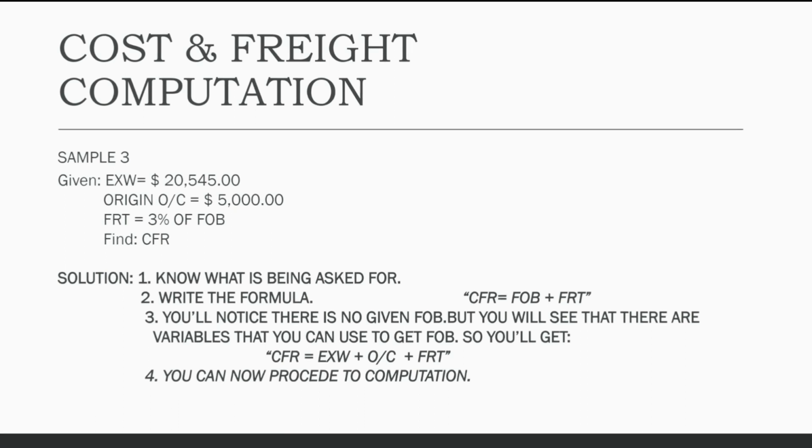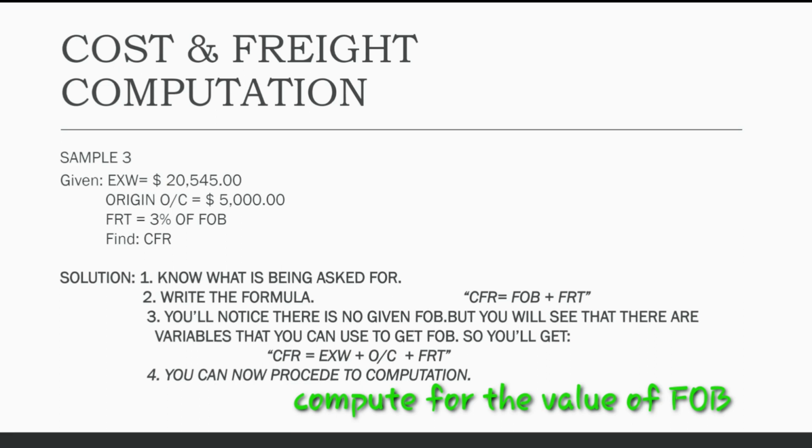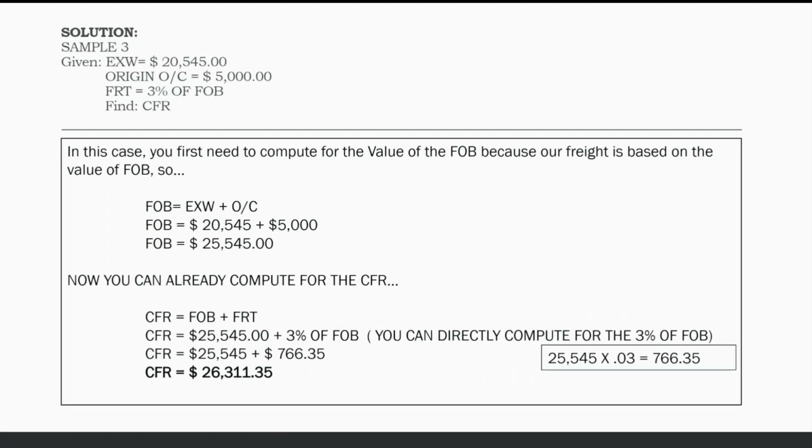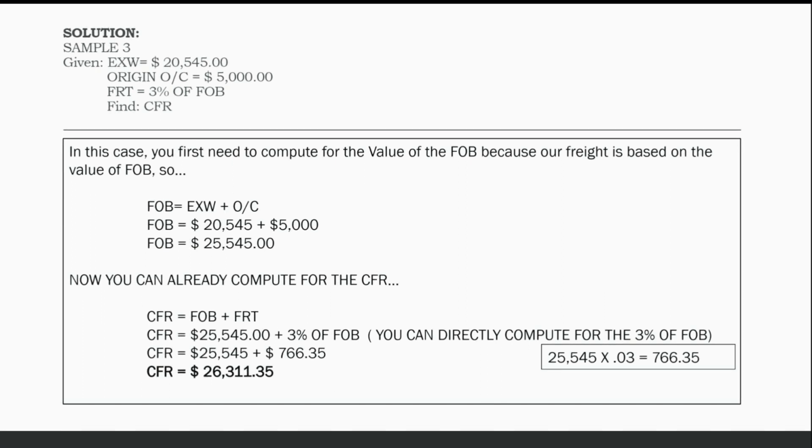But you are going to also notice that the freight is based on the 3% of FOB. So we don't have the value of the FOB yet. What we are going to do is to first compute for the value of our FOB for us to be able to get the value of the freight as well. So we can now proceed to the computation. As I said earlier, in this case, we need to first compute the value of the FOB, because the freight is based on the value of the FOB. So knowing the formula for FOB, FOB is equal to EXW plus other charges.